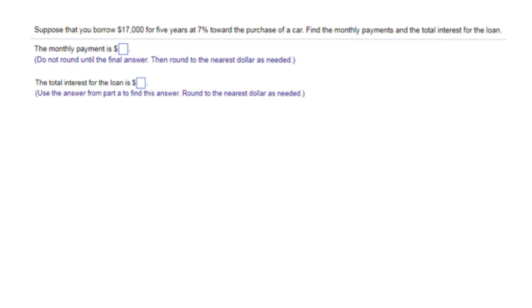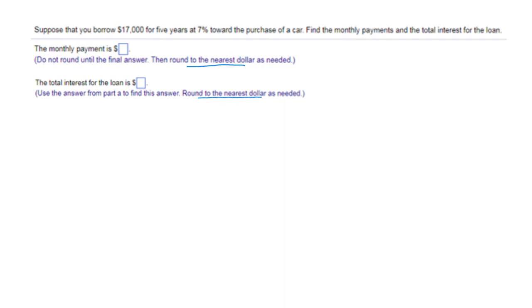Suppose that you borrow $17,000 for 5 years at 7% toward the purchase of a car. Find the monthly payments and the total interest for the loan. On the monthly payment, it says do not round until the final answer, then round to the nearest dollar. So on the very end. And as far as the total interest for the loan, it says use the answer from Part A to find this answer and round to the nearest dollar.